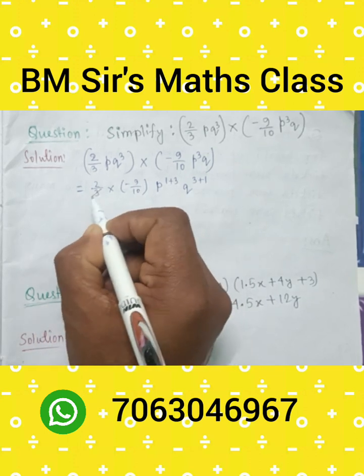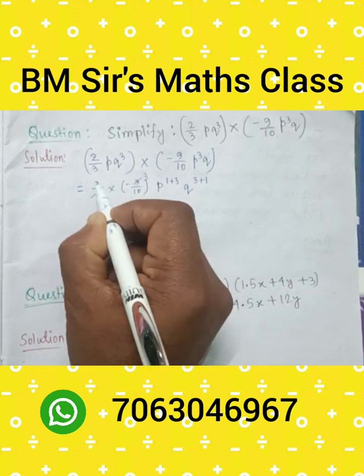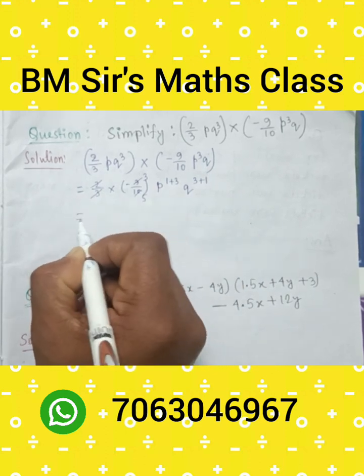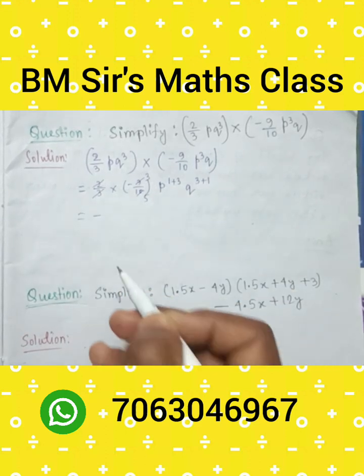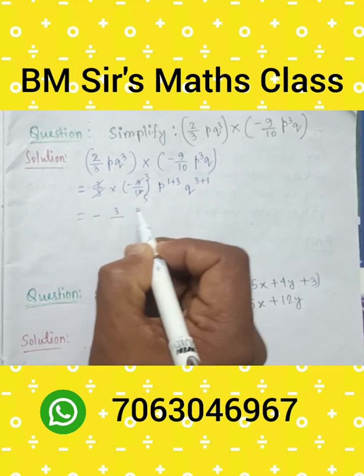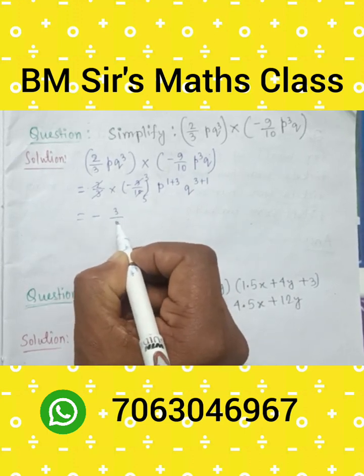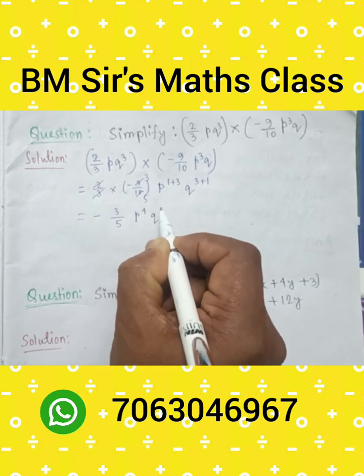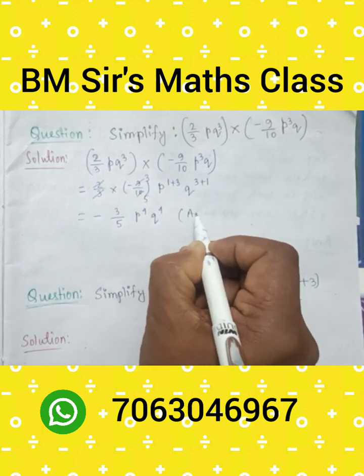Now you can simplify it. 3 into 9, 2 into 5 into 10, and now plus times minus is minus. In the numerator only 2 is there and in the denominator 5 is there, so it will be −3/5, and p to the power 4, q to the power 4. It is the simplified answer.